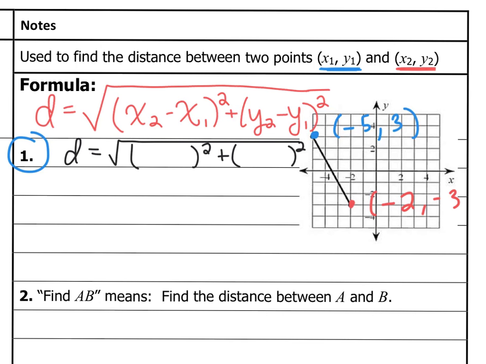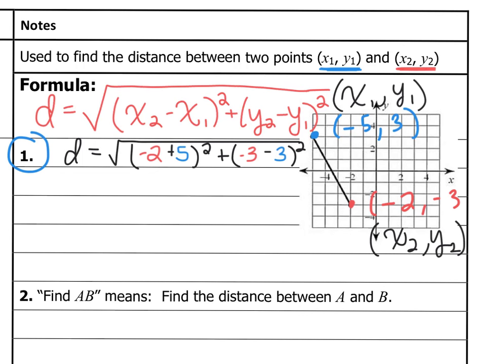When substituting values into the distance formula equation, just make sure you're consistent with your sub values. So if you're going to assign x sub 1, y sub 1 to -5 and 3, just make sure you place those in the right place. And let's go ahead and assign x sub 2, y sub 2 to -2, -3, and let's plug in those values. Now I'm going to go ahead and simplify my equation.